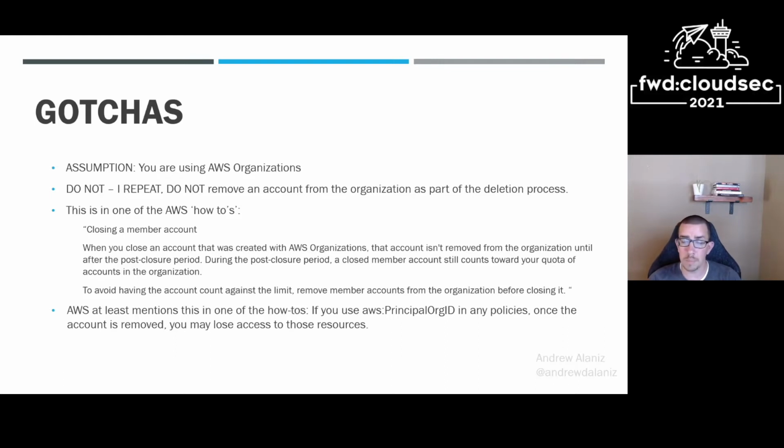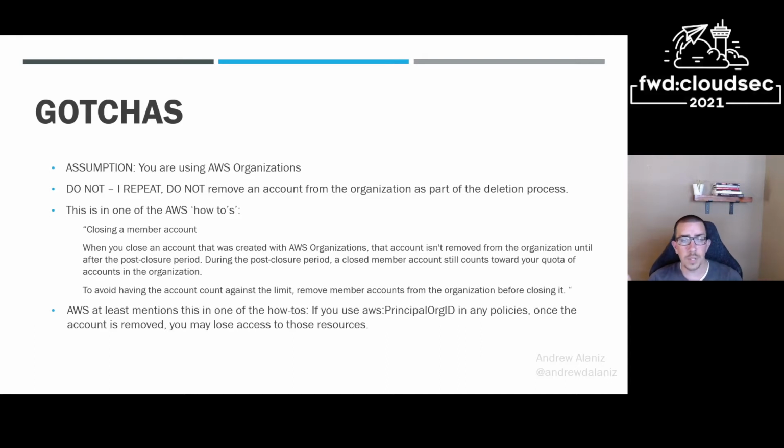There is no published maximum quota in AWS documentation. The only thing that's listed is that there is a quota of 4 by default when you create organizations, but that can be increased. Suffice it to say that you can have thousands of accounts, and unless you do have thousands of accounts, the quota issue is not going to be an issue for you. So here it says, to avoid having the account count against that limit, remove the member accounts from the organization before closing it. Again, don't do that. That's out of context for what we would be doing in a large-scale environment.